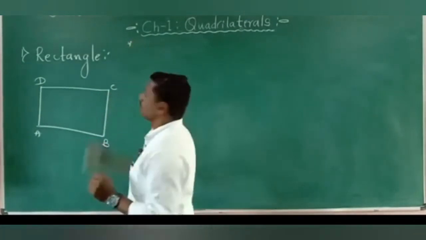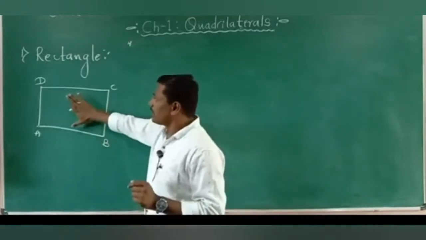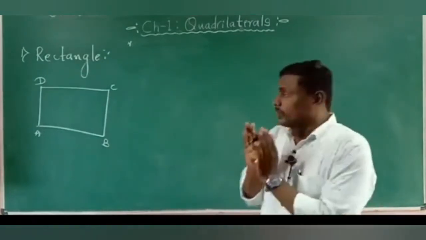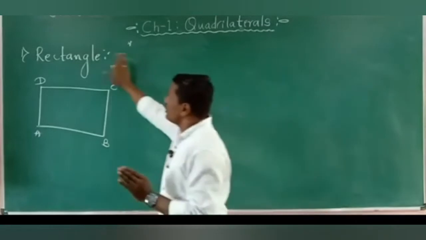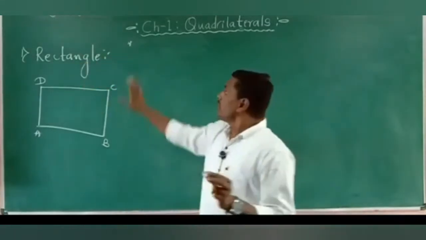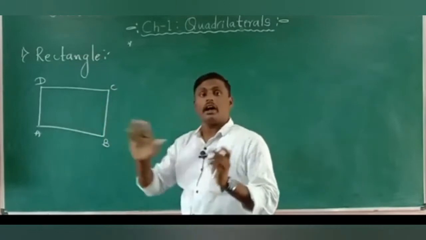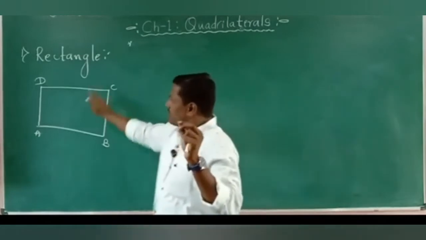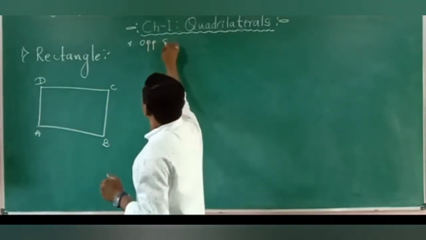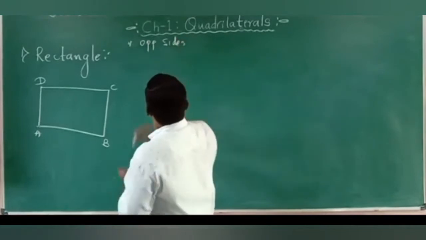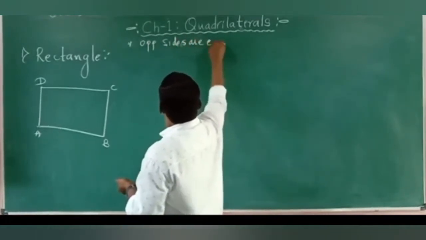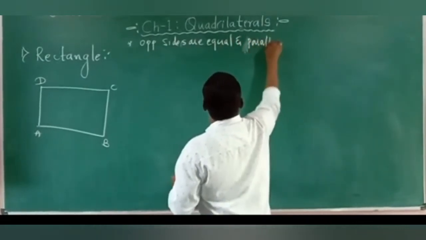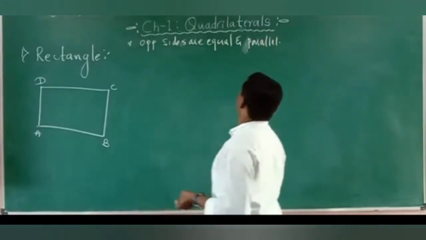First one, as we all know that the rectangle is a parallelogram, so the properties of a parallelogram are similar to the rectangle, right? In that, the first property: in a rectangle, opposite sides are equal and parallel. Okay, this is the first property.